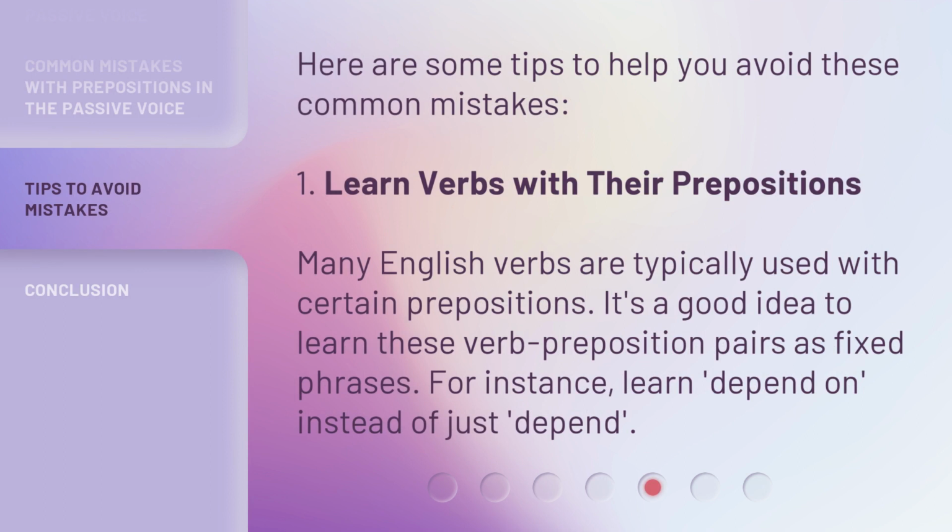Here are some tips to help you avoid these common mistakes. 1. Learn verbs with their prepositions. Many English verbs are typically used with certain prepositions. It's a good idea to learn these verb preposition pairs as fixed phrases. For instance, learn, depend on, instead of just, depend.